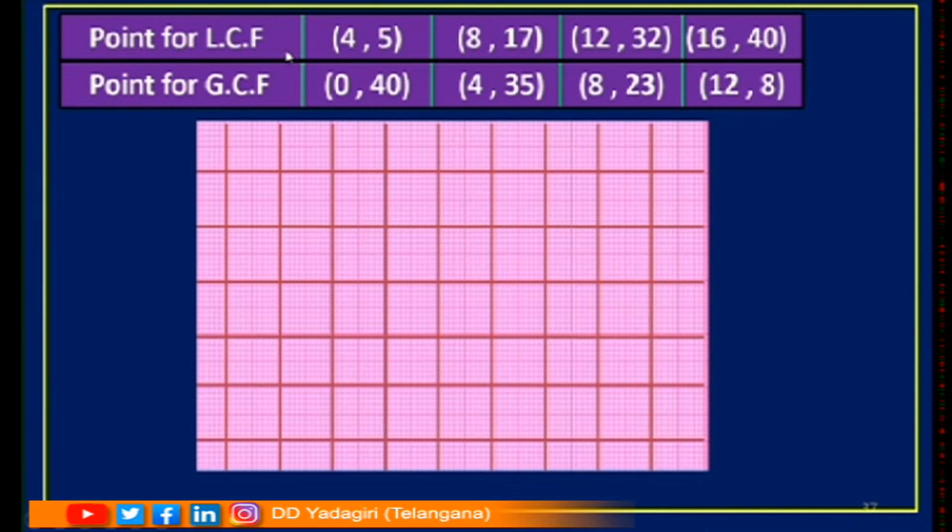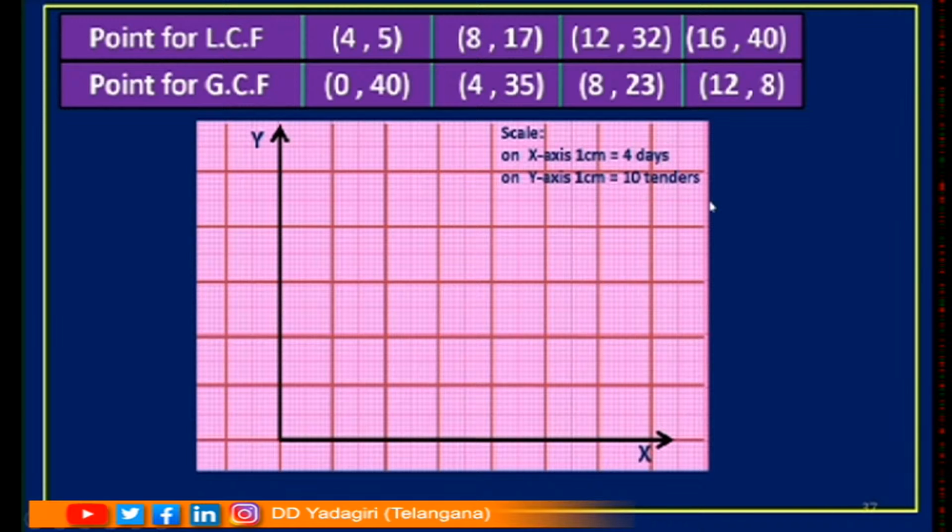I am taking one graph for LCF and one for GCF. X-axis, y-axis, I am taking the scale here. On the x-axis 1 centimeter equals 4 days, on the y-axis 1 centimeter equals 10 tenders. Okay, children, now 0, 4, 8, 12, 16, 20, multiples of 4. 0, 10, 20, 30, 40, 50, multiples of 10. Now, what is the first point here? Yes, it is 4, 5. Next point 8, 17. 17 will be after 10, 7th line. So, here is the point.